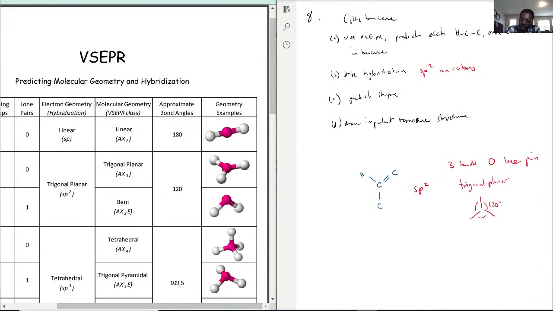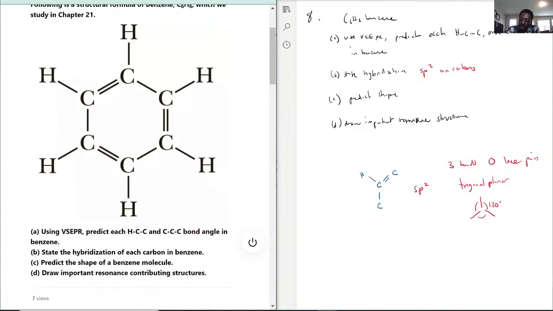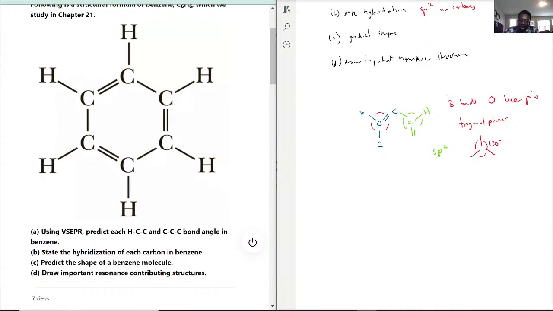So predict each HCC and CC bond angle: it's going to be 120 degrees for every bond in there, no matter where you go from. If I draw the whole thing, you'll notice that everything is still going to be 120 degrees. You could have another carbon come out here, and it's going to have the same double bond, and it's still going to be 120 degrees. So now we know that part, and now it says predict shape. If every bond is 120 degrees, we can say that it's going to be trigonal planar, as I said.